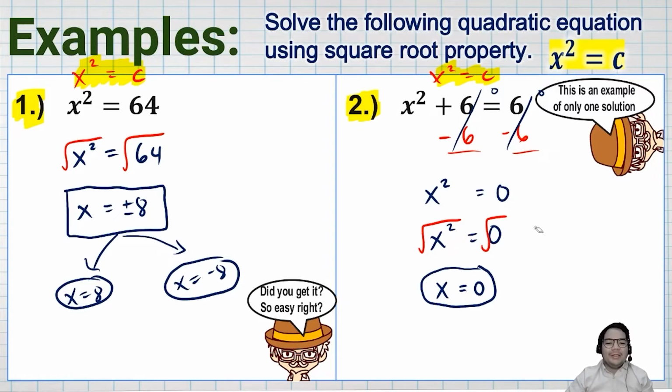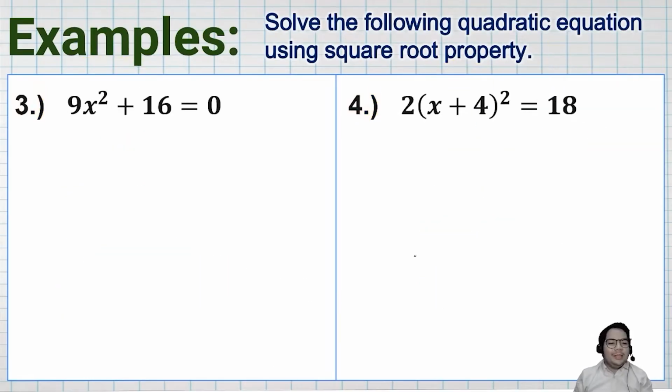Yung quadratic equation natin will always have two values of x or two solutions. Sabi ni Master Sensei sa number 2 example, ito daw yung isang example na isa lang yung sagot. Kasi kapag kumuha ka ng square root ng 0, isa lang naman yung maiisip nating value which is 0. Thank you, Master Sensei. Okay, let's proceed to this third and fourth example.